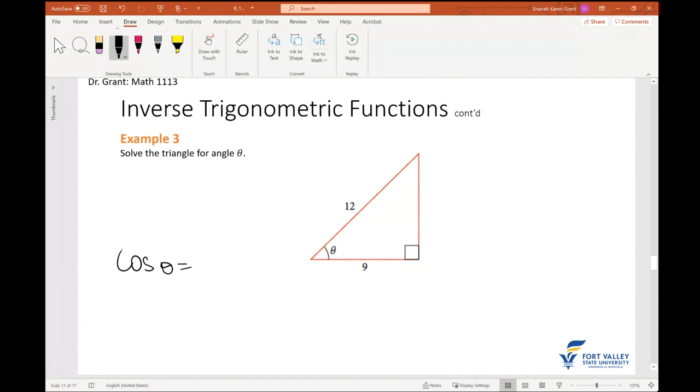And cosine of theta is equal to what? Your adjacent, which is 9, over your hypotenuse, so 9 divided by 12. So we have cosine theta equals 9/12. If you want to find theta, we can utilize that property where we take the inverse of both sides.